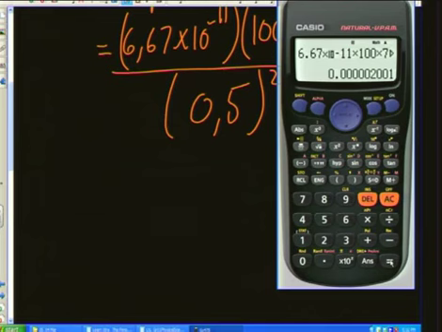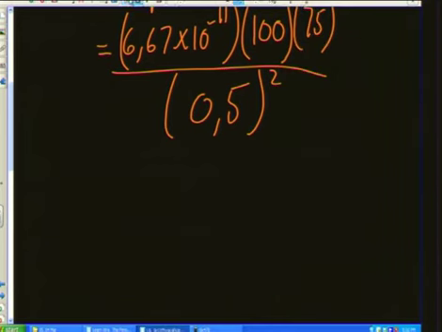So, I'm going to count the number of decimal places. 1, 2, 3, 4, 5, 6. If I multiply this by 10 to the 6, then I'll get the answer of 2,0 times 10 to the minus 6 newtons.